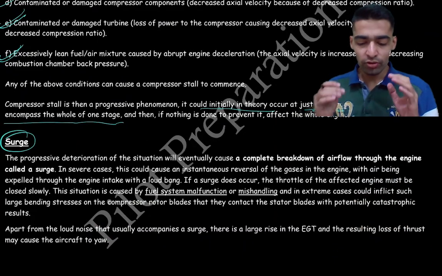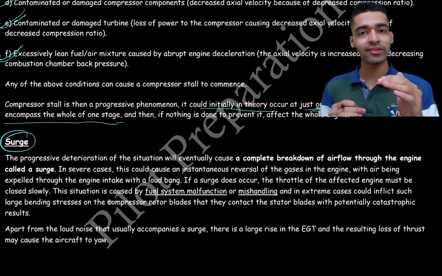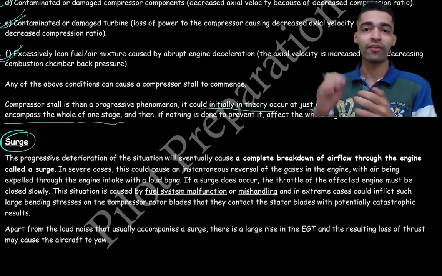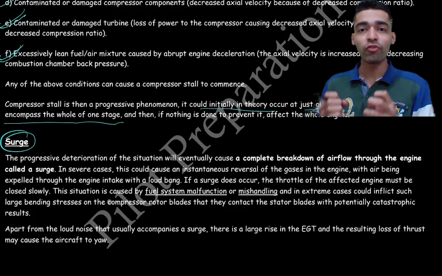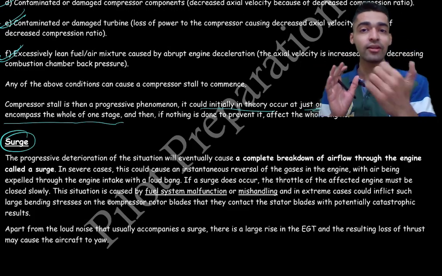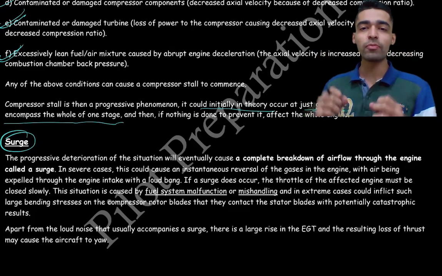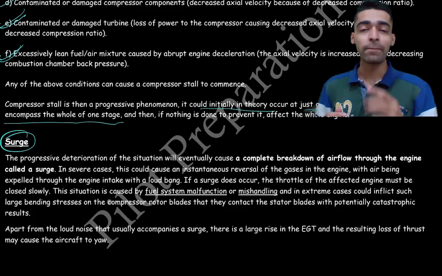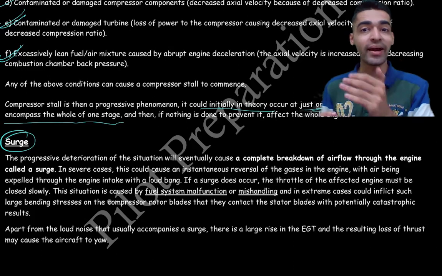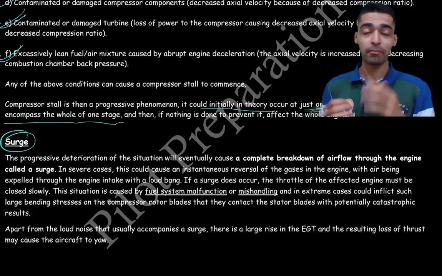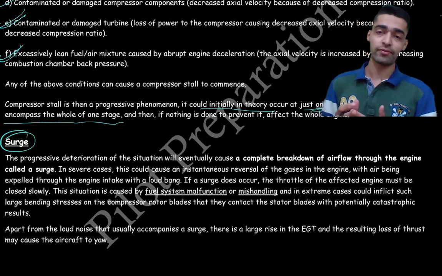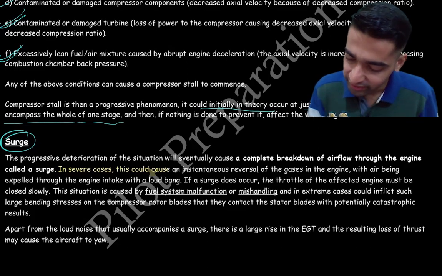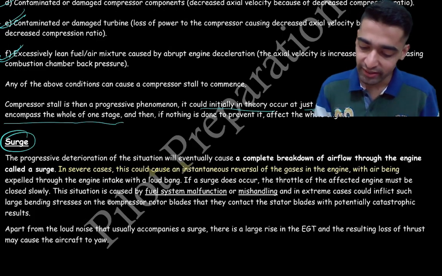Now let's talk about surge in detail. Surge is the progressive deterioration of the situation. That means continuously the situation is getting worse and worse, and now the airflow will be completely stopped. The air inside will get out, coming through the back pressure and also through the turbine, and this will create a blast, because there is air hitting the compressor but not able to go. All of a sudden you'll hear a blast, and that blast can damage the compressor blades. It can make the compressor blades bend, and the first rotor and stator may join together if the blast is big enough and if the plane speed was too high. So in severe cases, this could cause an instantaneous reversal of gases in the engine, with air being expelled through the engine intake with a loud bang.